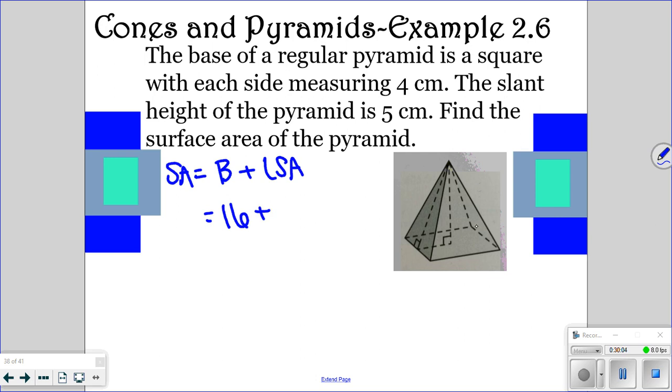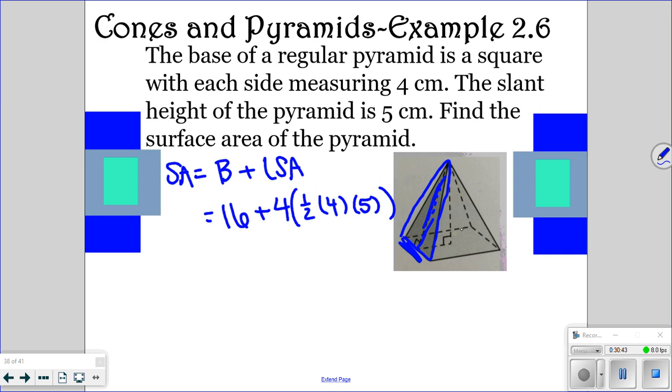And then our lateral surface area, you can either do 4 triangles, or you could do your perimeter times your slant height if you wanted. But I'm just going to do 4 triangles. So 4 of them, and then 1/2 base times height. On this triangle, I'm going to use this one right here. The base is the side length of the pyramid, which is 4. And then the height is the slant height here, and they told us the slant height was 5.